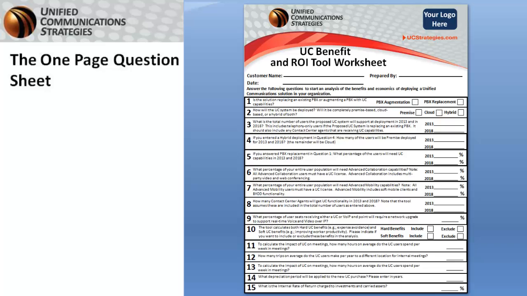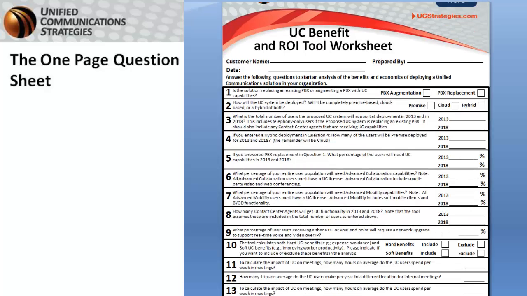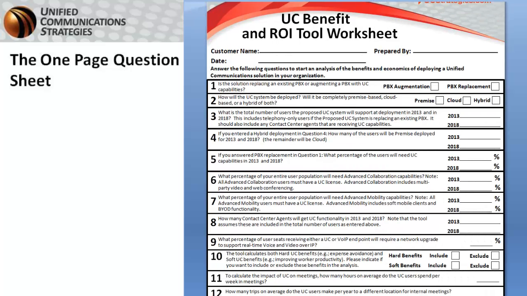You just enter into this one page the customer name, prepared by, the date, and then answer the same questions. With this now, you can come back at the office and plug it in, and within 15 minutes of coming back to the office, generate a PDF to email to your customer with a report of how UC can impact their organization.